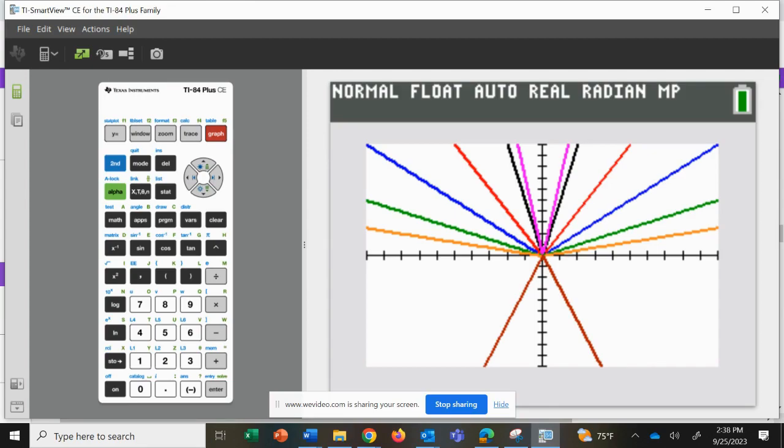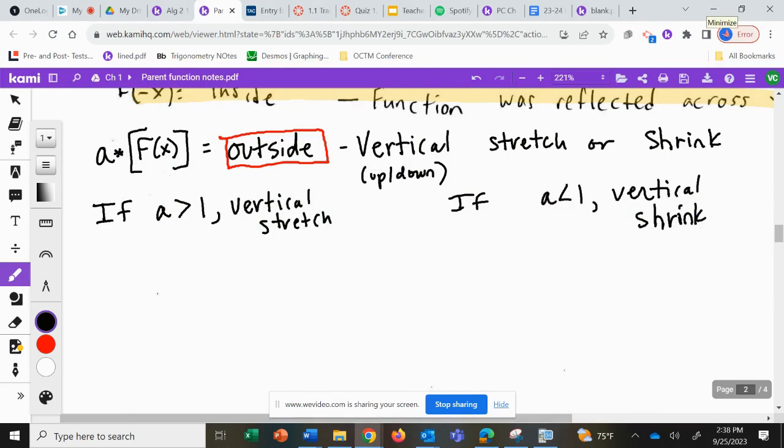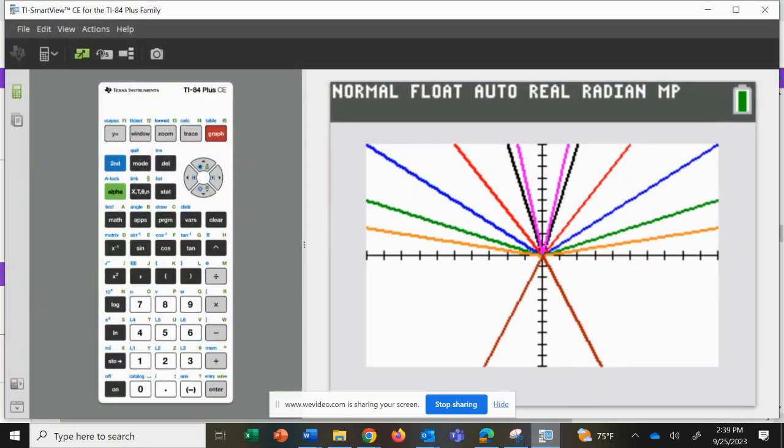Greater than 0. And if it is 0, then we wouldn't have a V shape at all. So it's got to be greater than 0. Whoever said that, good job. So if it's between 0 and 1, it's a vertical shrink. If it is greater than 1, it is a vertical stretch. Now, this is the same for every single function. It does not only work on V shapes, on absolute value. It works on every function.